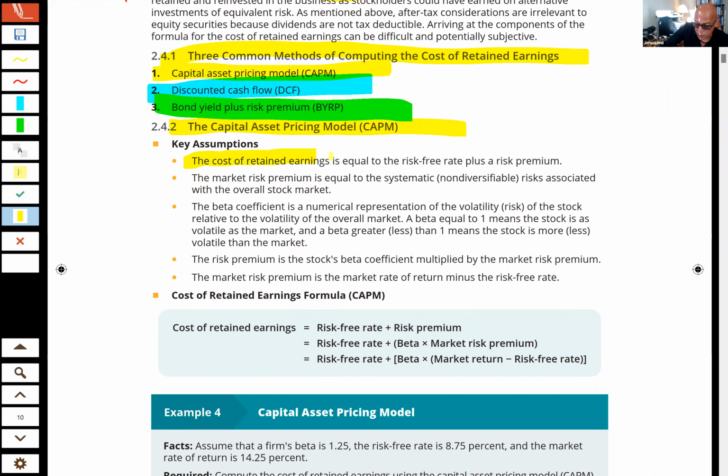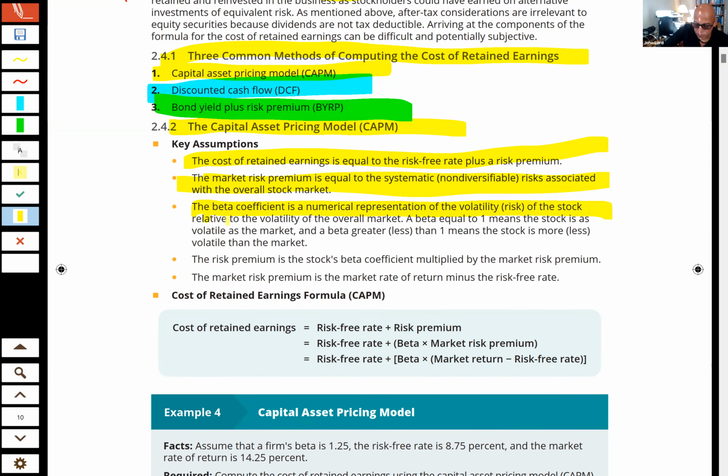So the cost of retained earnings is equal to the risk-free rate of return plus a risk premium that is specific to this company. Okay. The market risk premium is equal to the systematic non-diversifiable risk associated with the overall stock market. And then we either amplify that or mitigate that by the beta coefficient.